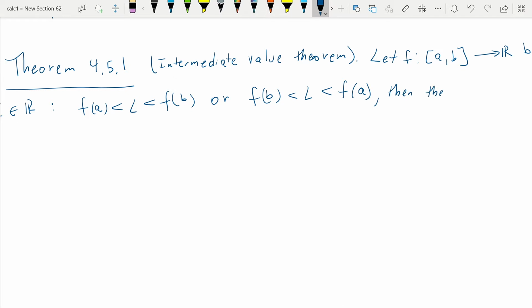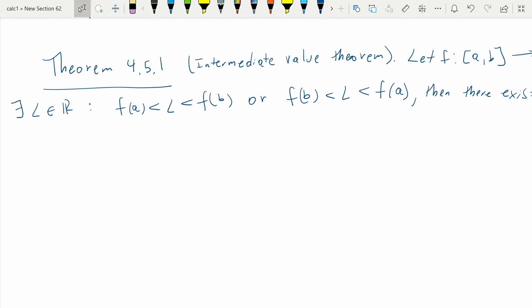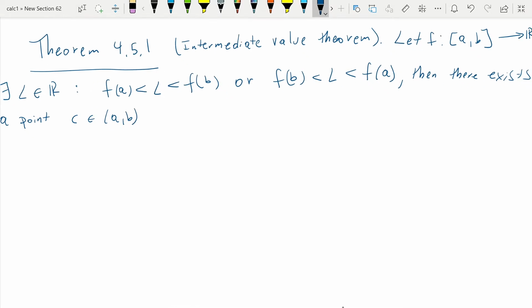then there exists a point c in (a,b) where f of c is equal to L.